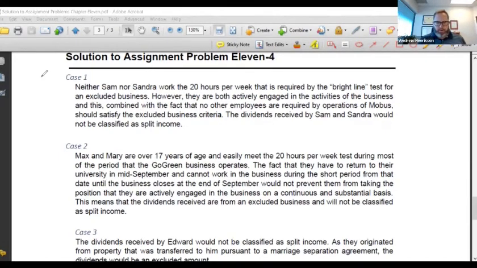I'm going to just read this. The question starts on page 554. It says, in the following 5 cases, just down at the bottom, one or more taxpayers receive dividends from a private company. For each taxpayer, determine whether the dividends received will be classified as split income. Explain your conclusion. Then we've got some cases that start on page 555.